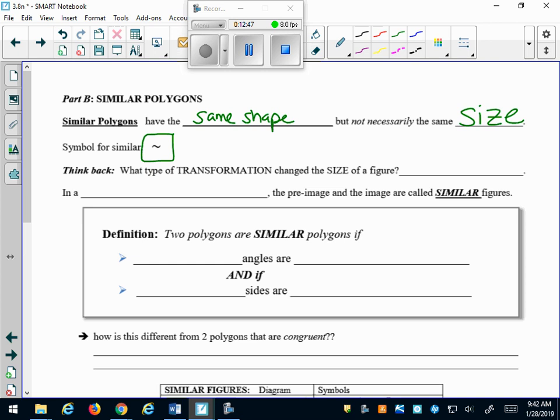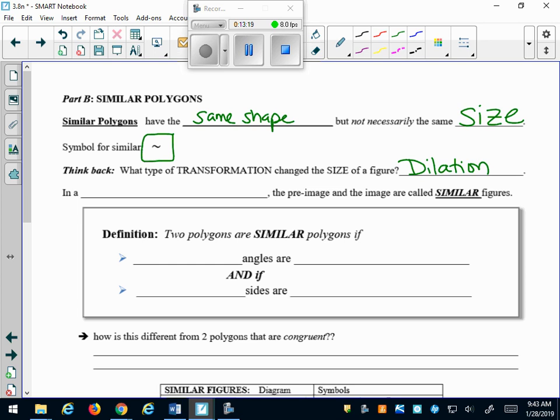This little squiggle is the symbol for similar. Remember, the congruent sign was an equal sign with a little squiggle over it. Well, similar is just the squiggle. Okay, so think back to when we did transformations. What was the transformation called that changed the size of the figure? Dilation. Good. Very good.